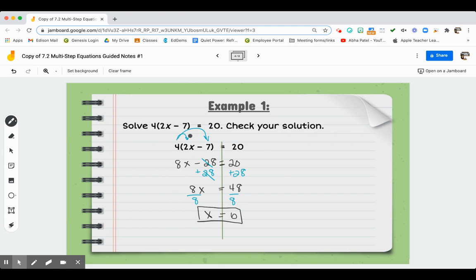You can always go back and check your solution. 4 times 2 times 6 minus 7 is equal to 20. So inside of the parentheses first, remember grouping symbols first when it comes to order of operations. So 4 times 12 minus 7 is equal to 20. 4 times 5 is equal to 20. So 20 does equal 20, so we're good.